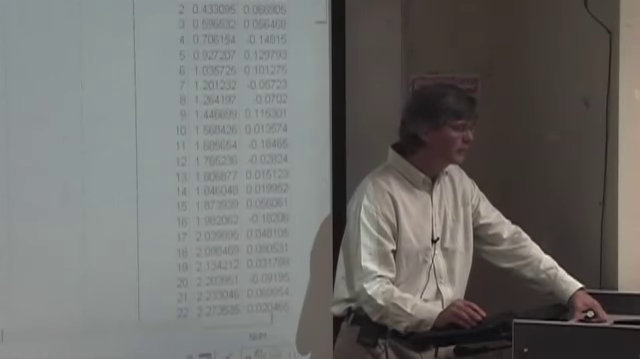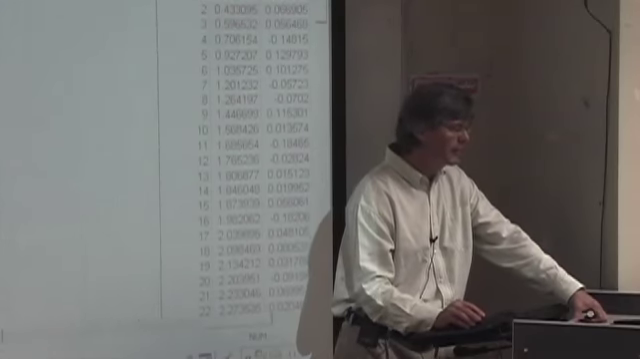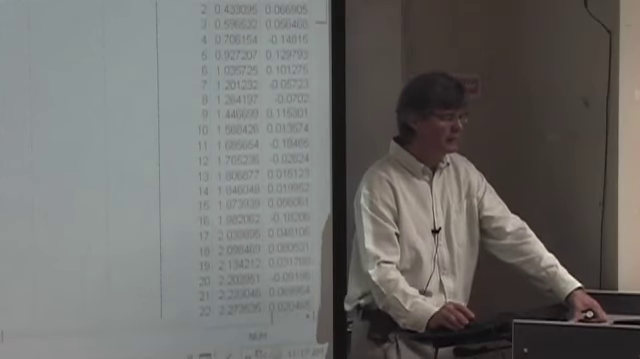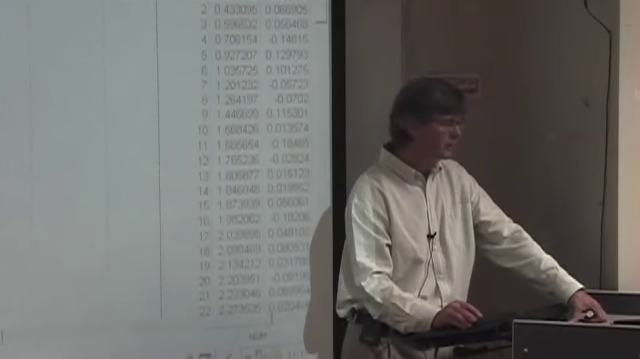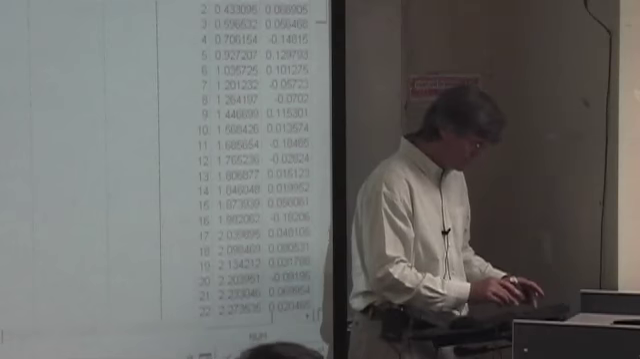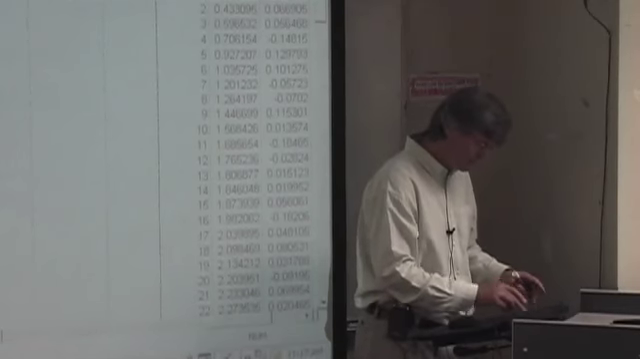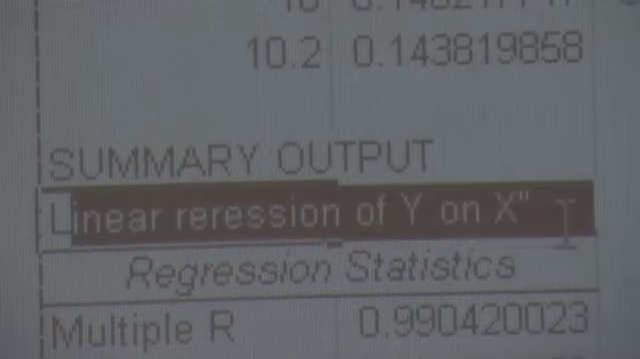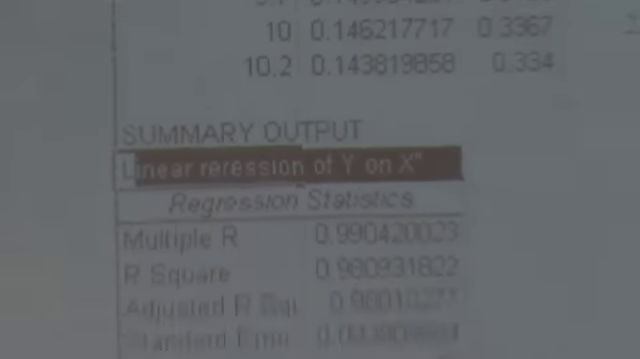X double prime is x to the negative 0.835. So this is simple linear regression, or linear regression of y on x double prime. Period. No second variable. So what did I get?